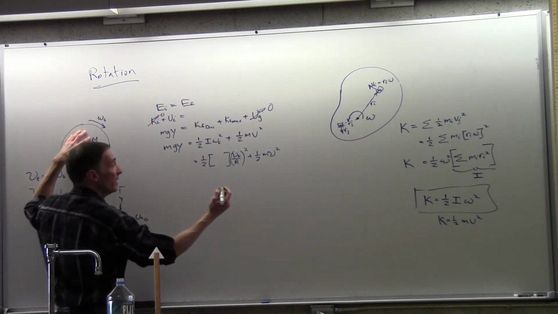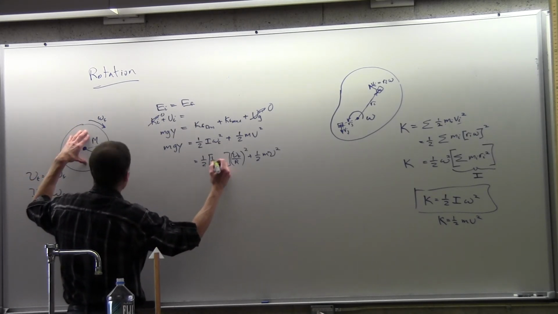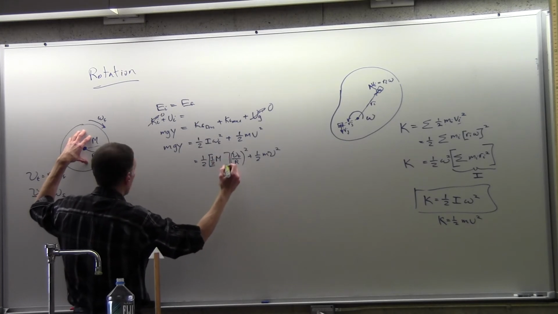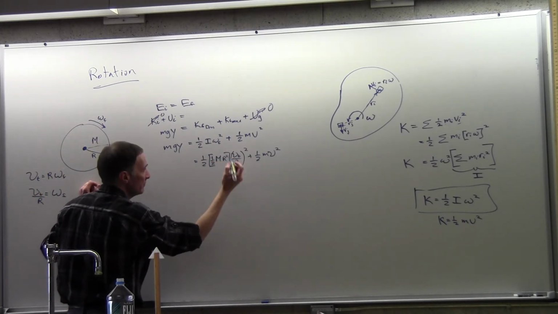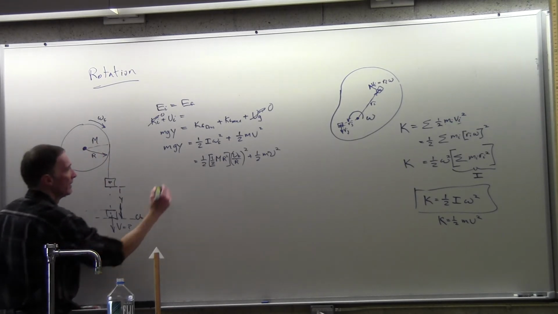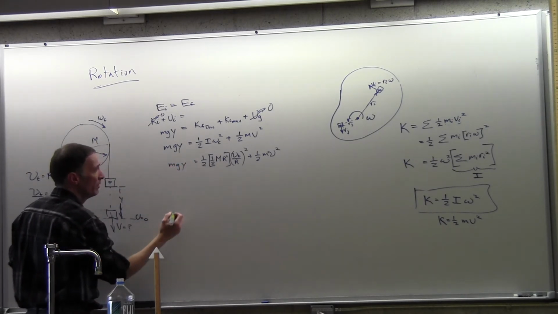You maybe already know this. For a disk, it's going to be 1/2 the mass of the disk, which I'm calling capital M, and then that's going to be r squared. So we've got that, and so now we're ready to do this.